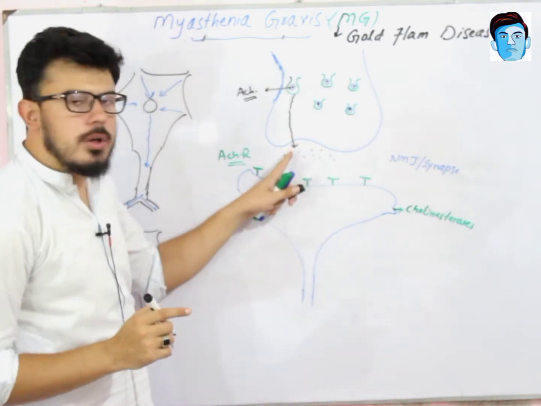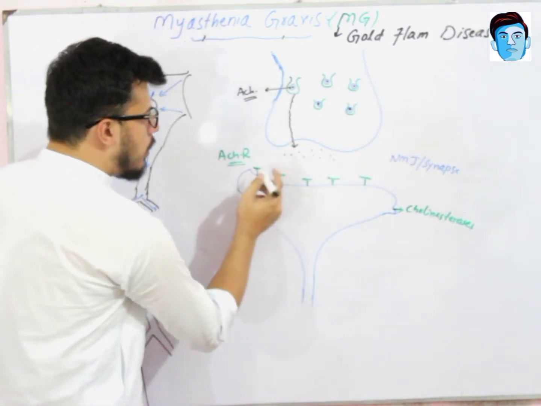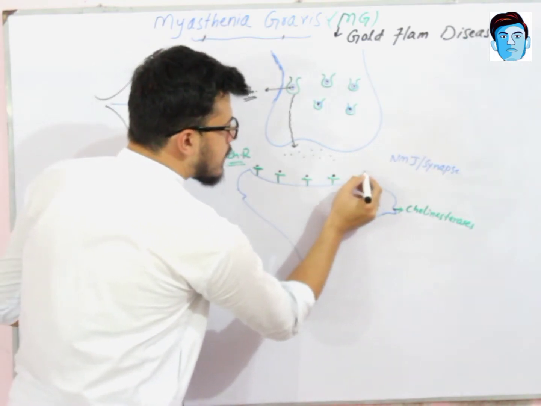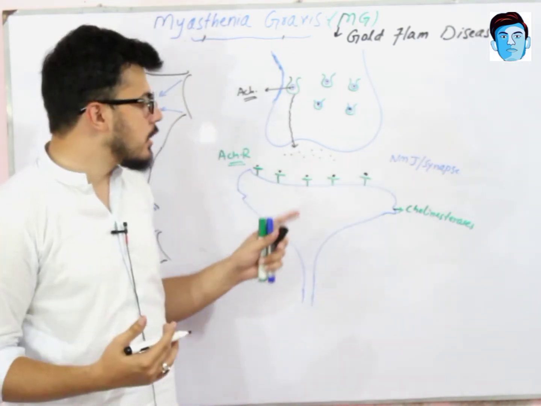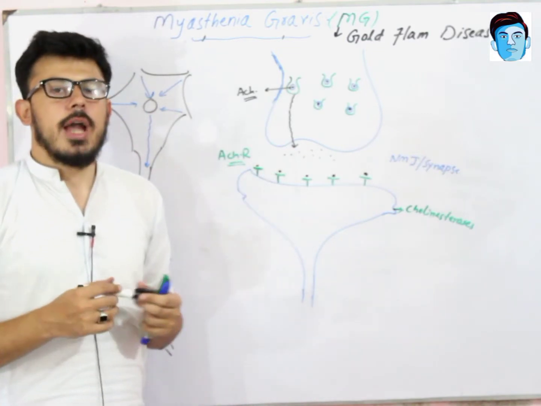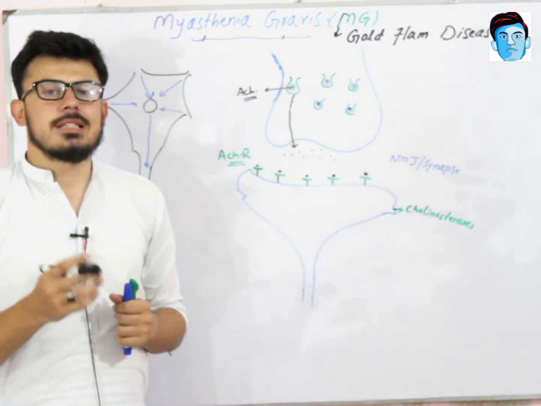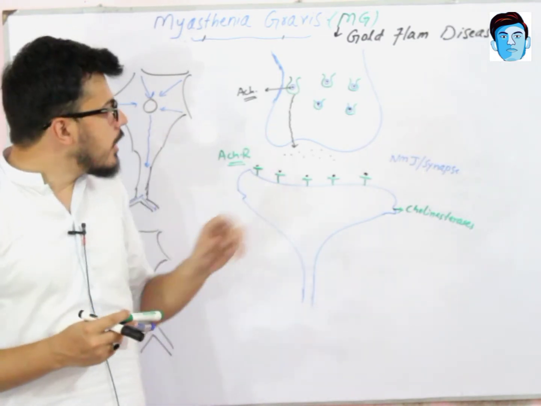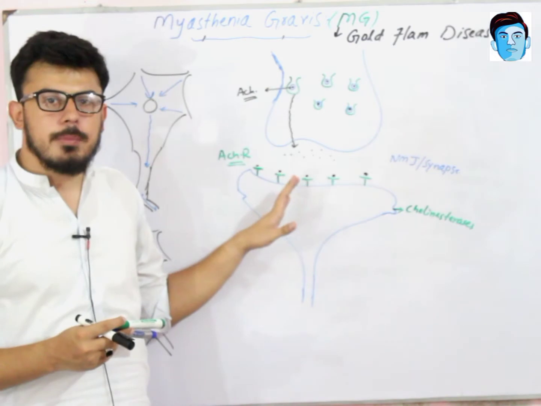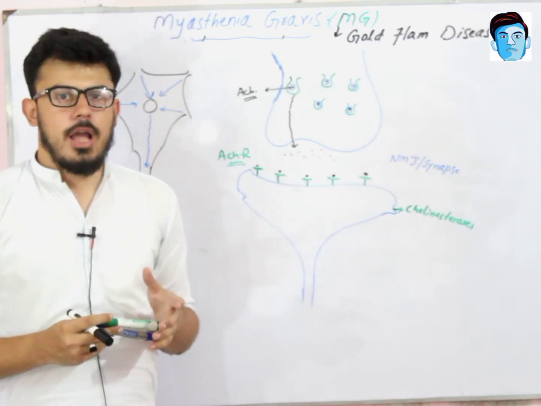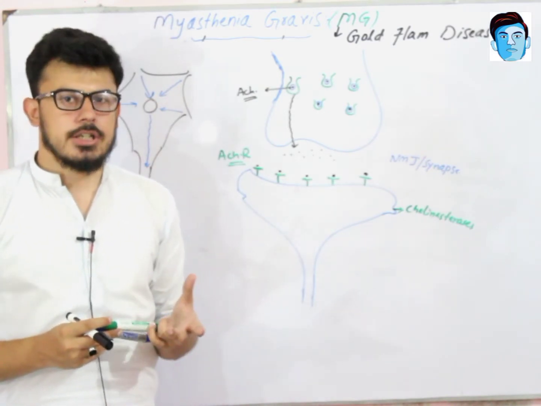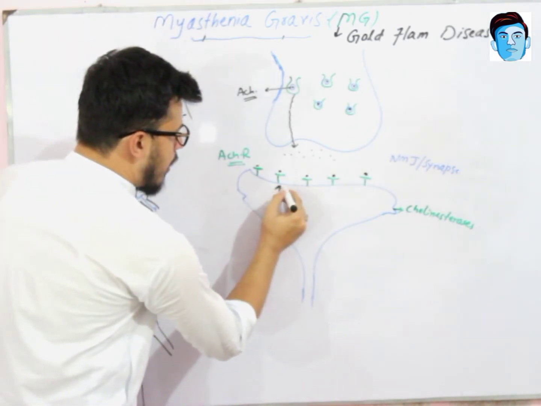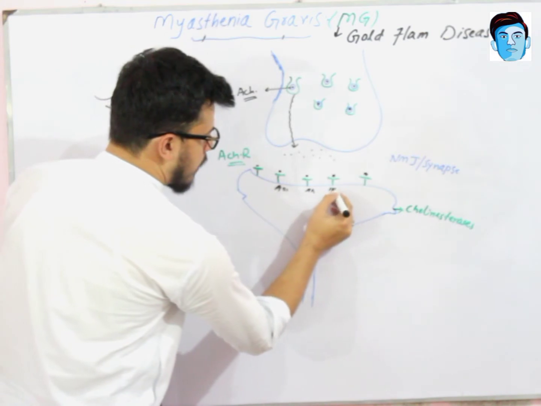Once the acetylcholine binds to the acetylcholine nicotinic receptor, what happens? As we discussed earlier, acetylcholine is an excitatory neurotransmitter, meaning whenever acetylcholine binds to the acetylcholine receptor, it will activate the muscles, and thus there will be muscle contraction.